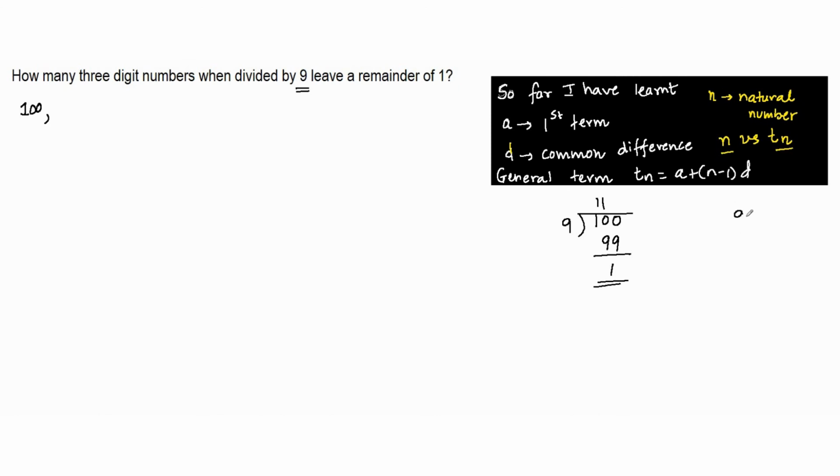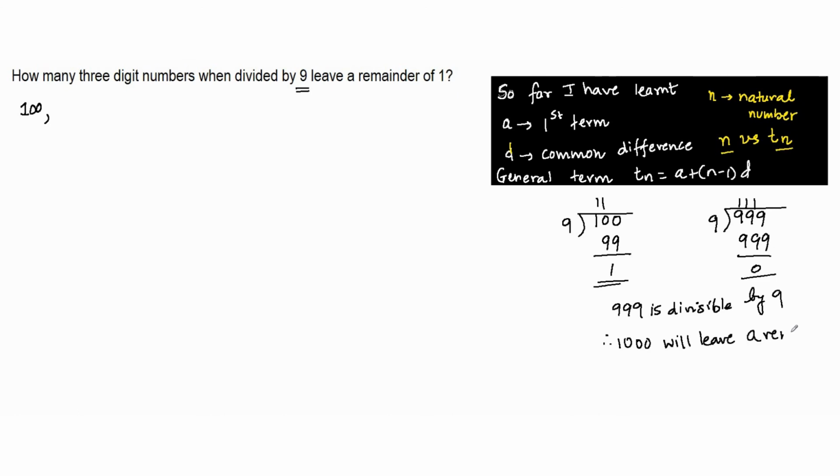And now let's take 999, right? 999 is divisible by 9. The quotient is 111. So if I add 1 to this number, 1000 will leave a remainder of 1 when divided by 9. However, the problem is 1000 is a 4-digit number. We want only 3-digit numbers.